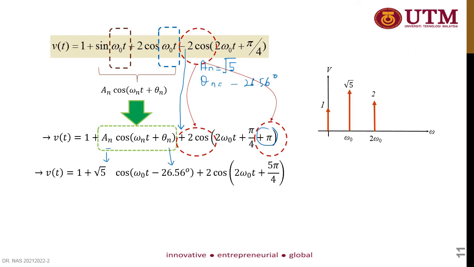Okay, so let's sketch the spectrum. At 0 you have amplitude 1, at omega naught you have amplitude square root of 5, and at 2 omega naught the amplitude is 2. Next is the phase spectrum. At 0 there's no phase shift, so it is 0. At omega naught the phase shift is negative 26.56, and at 2 omega naught you have 5 pi over 4, which is equivalent to 225 degrees.